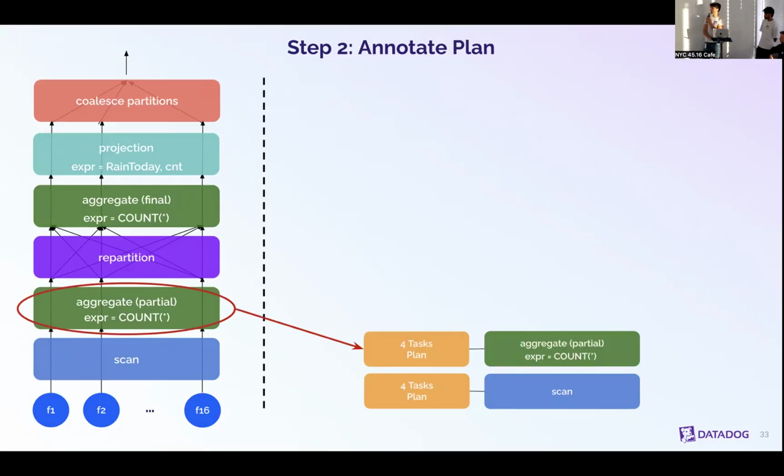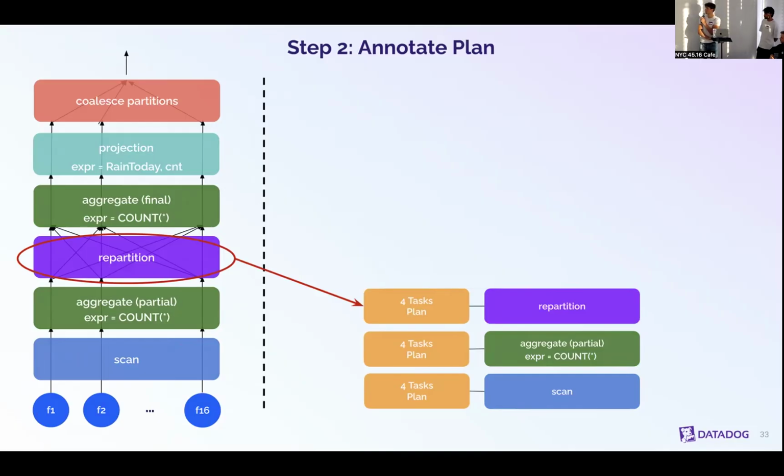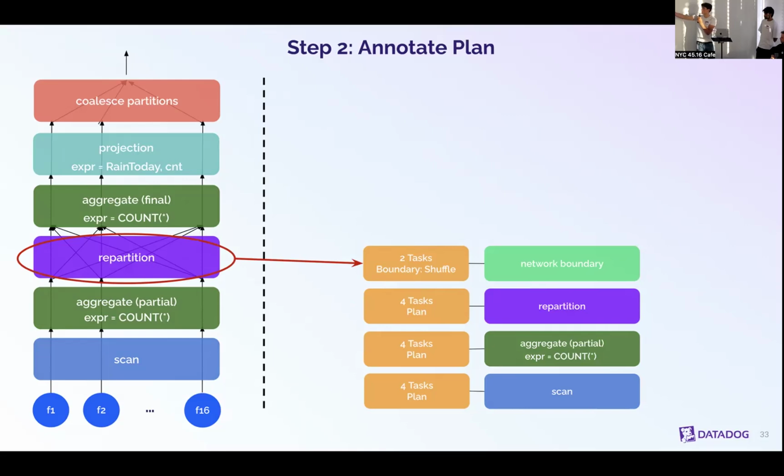We then walk up the plan, and we inherit the 4 tasks from the operator below, and also annotate this as just a normal physical plan operator. And then when we get to a repartition, this is where it gets a little interesting. So we do the same thing as expected, but since we're shuffling data, we insert a network boundary marker here tagged as a shuffle type, and we estimate that after the repartition this will take 2 machines or tasks to process this.